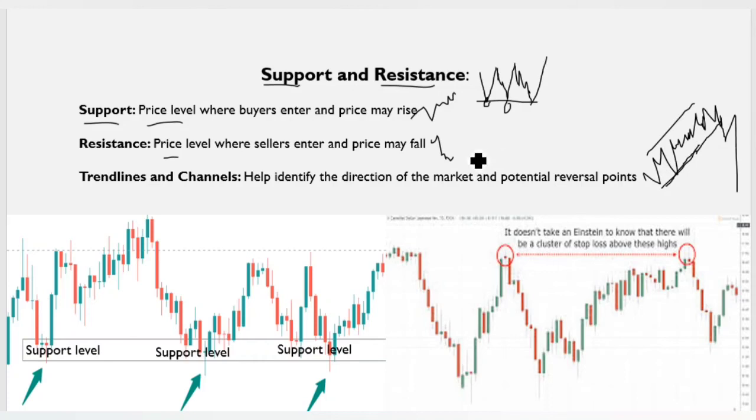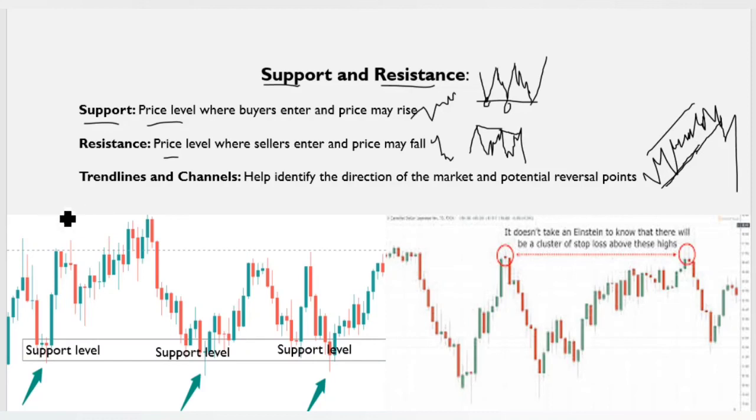And for the resistance point, price is more like a ceiling, where price gets to and reverses. So you see this point here, there's a likelihood that when price comes back there again, market participants will be looking to go short for it to continue the fall. So that is that for resistance level.